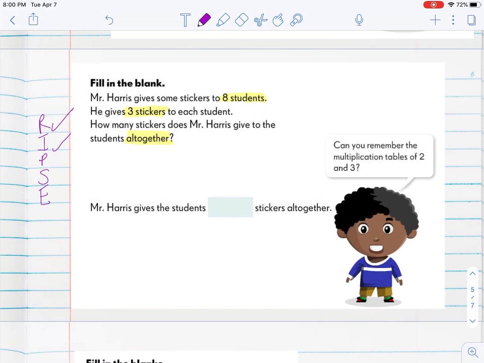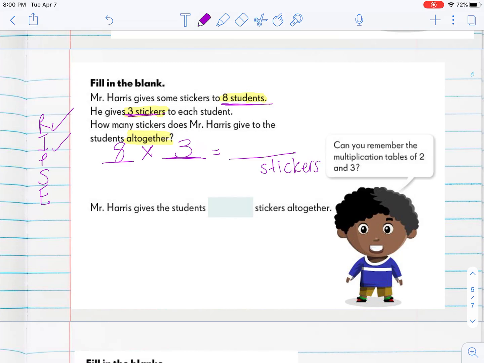So, all together, I know that each student got the same number of stickers. So that means I know I'm going to multiply here, okay? It tells me that 8 students get 3 of each sticker, and I'm trying to figure out how many stickers there are.